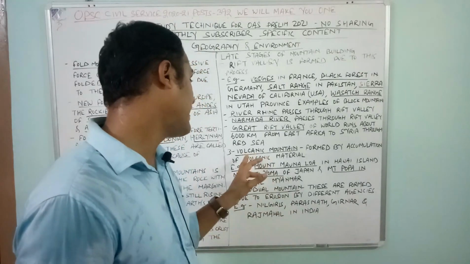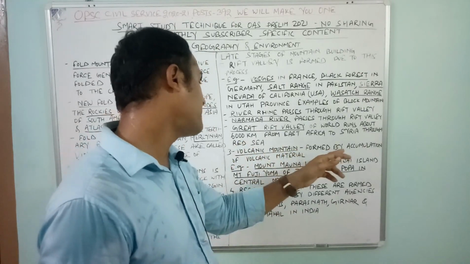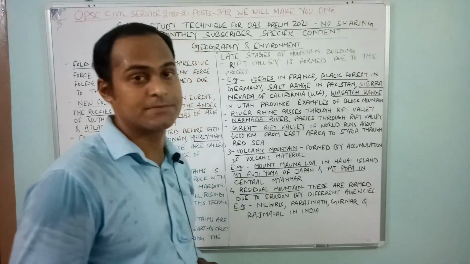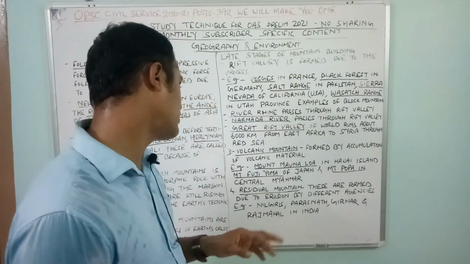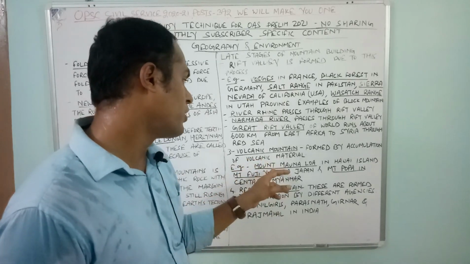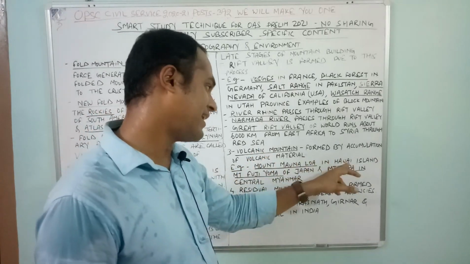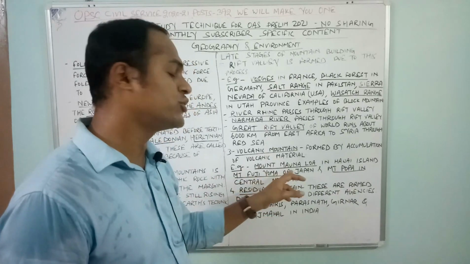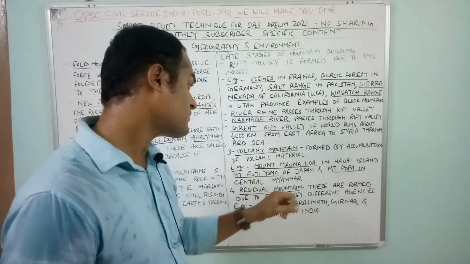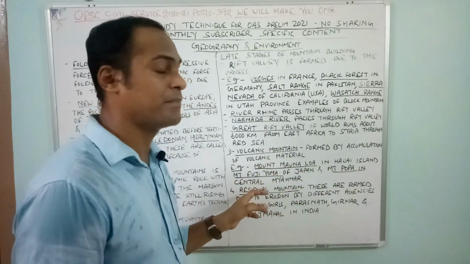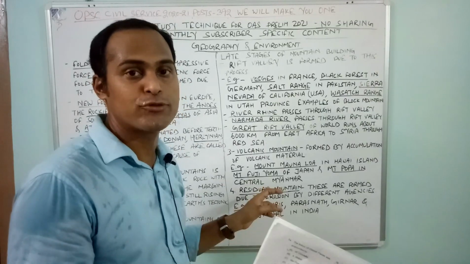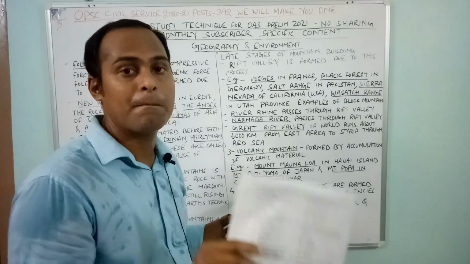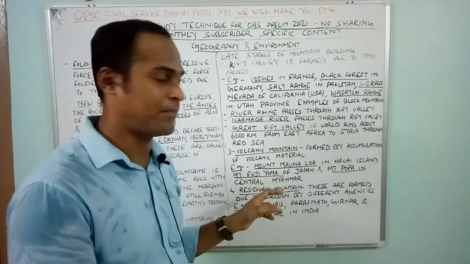Very important. Then volcanic mountains are formed by accumulation of volcanic material. Then the third one is volcanic mountains. What are the volcanic mountains? Mauna Loa in Hawaii, Mount Fujiyama in Japan, Mount Popa in central Myanmar.